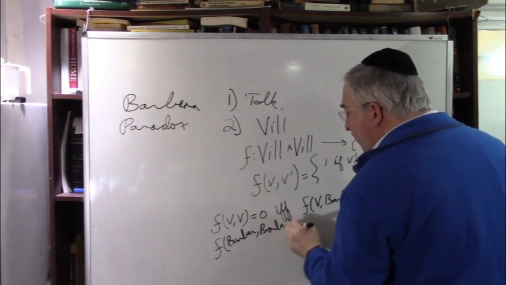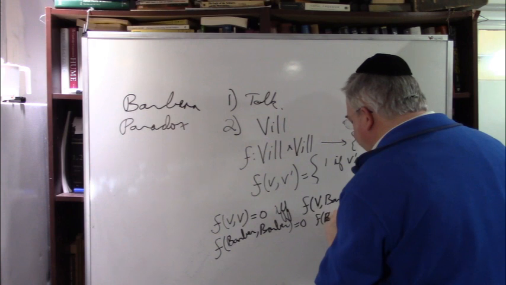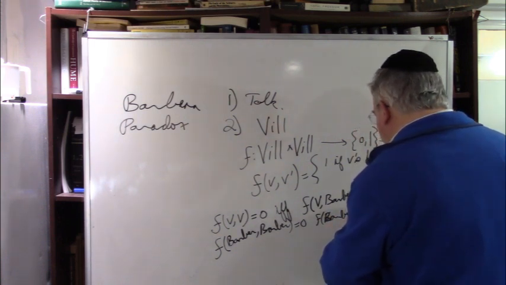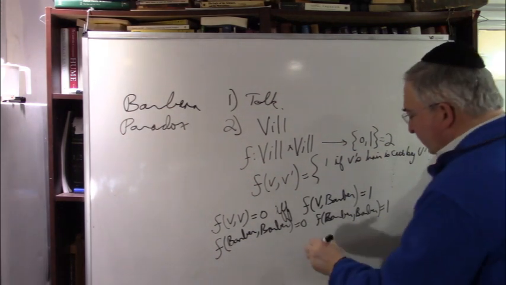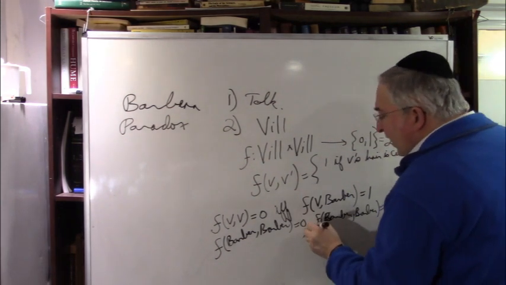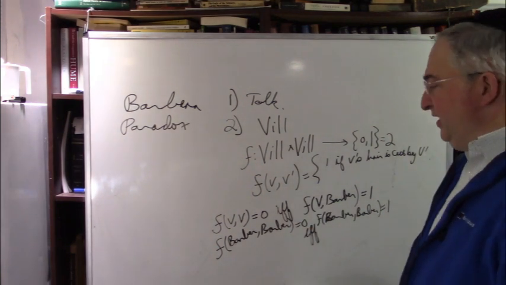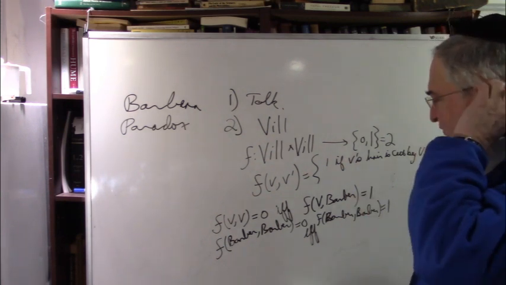Okay, so we have barber equals 0 if and only if f of (barber, barber) equals 1. Now that's a contradiction. How could it equal 0 and equal 1? That can't happen. Okay, so that's the second way of describing it.